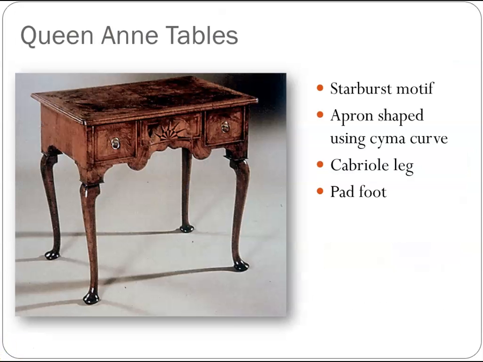This is a typical Queen Anne table. We see the cabriole legs and the pad foot. We also see that the apron is displaying that cyma curve. So this is the apron portion right here. And then it features a starburst motif, and that was very common in many of the Queen Anne styles.